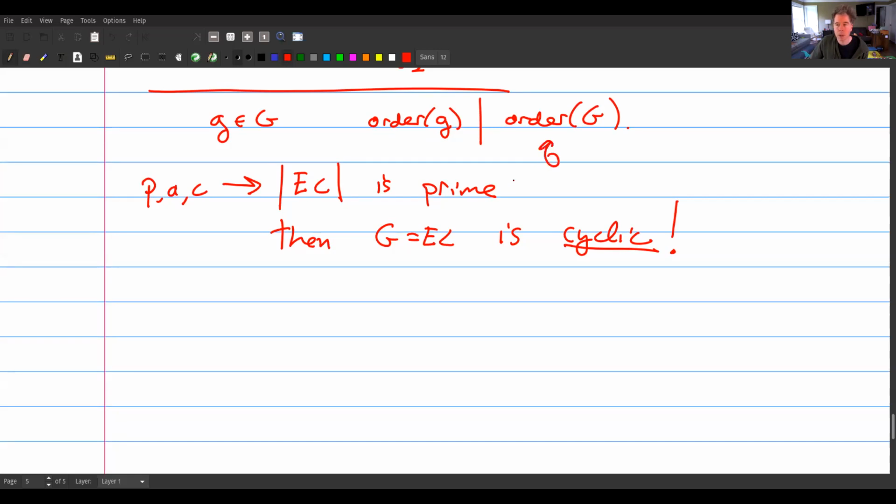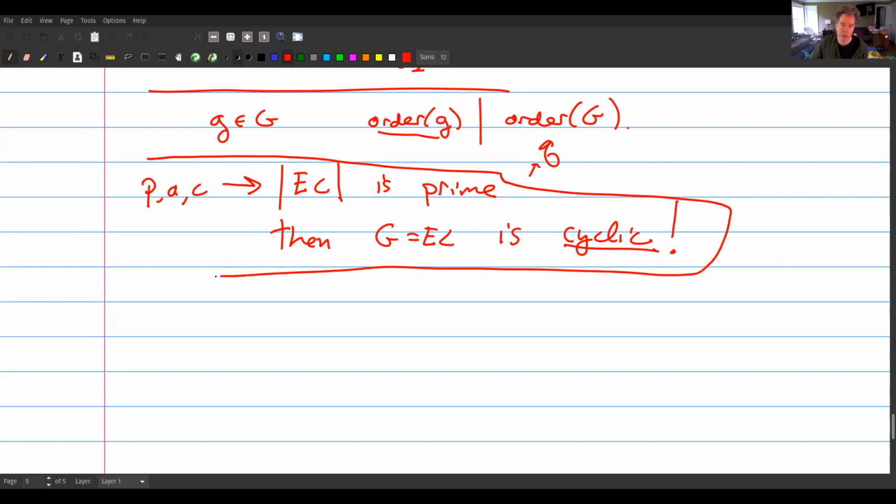Let's call it q. So if the order of EC is some prime number q, what are the possibilities for the order of any group element? It has to divide q, but q is prime, so the only things that divide it are 1 and itself. So every element is either a generator or it has order 1, but there's a unique element of order 1, which is the identity. So every non-identity element is a generator. So it's very easy to find one, and we've got something very suitable for doing cryptography: a cyclic elliptic curve group.